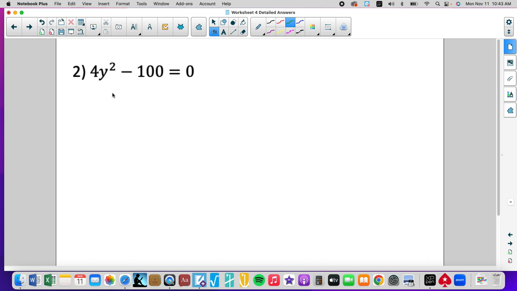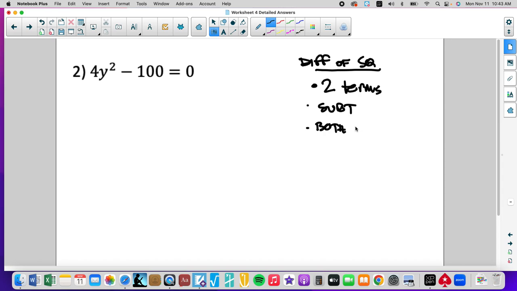Yep. All right, this is a binomial square, or this is the difference of squares, excuse me. Difference of squares has three characteristics. It is 2 terms, always 2 terms. It's going to be subtraction between the two, and both terms are perfect squares. So that's a perfect square, this is a perfect square. If it is, it's going to create conjugates.